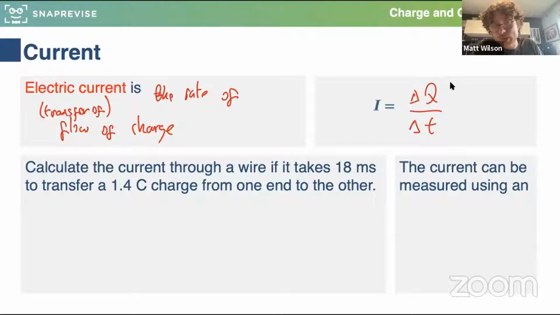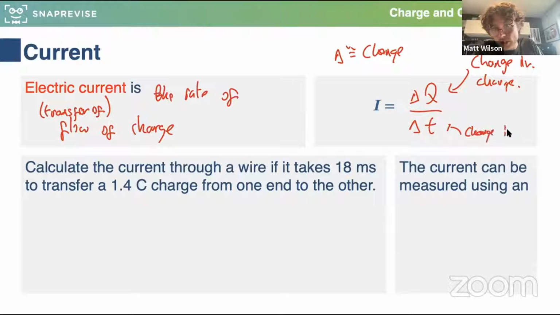So what's this thing here I mentioned before? Charge gets the symbol Q in general. So this is a change, because delta means change, by the way. Delta, that means change. So this means change in charge over change in time. Okay.